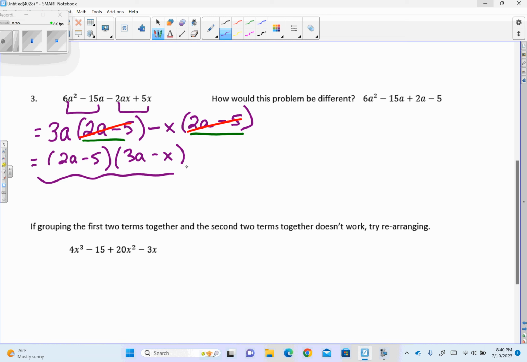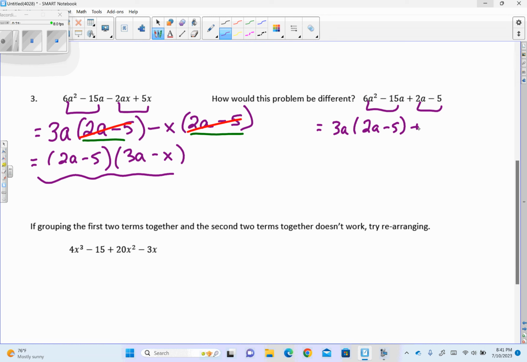Now the next one is very similar but slightly different. You see when I group the second two, it's missing that common x this time. So the first two terms, 6a squared minus 15a, the same thing that I got in the last problem is going to be here. My GCF is still 3a, and that's still going to leave me 2a minus 5.